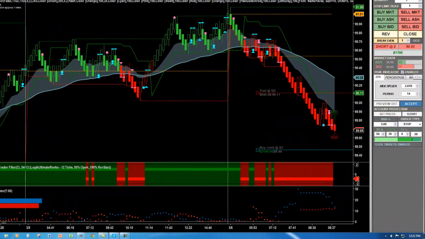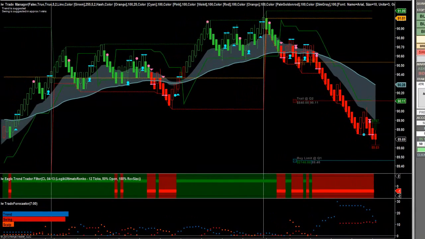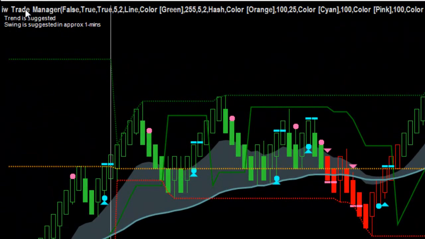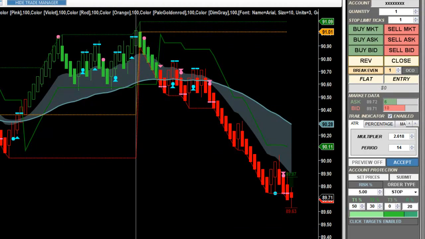Okay, well, I am back to check on my trade, and it looks like Trade Forecaster did a pretty good job calling which bird I should use. And in this case, it was the Eagle Trend Trader. Now, if we look up here in our upper left, you're going to see that Trade Forecaster is suggesting a swing trade in about 1 minute. So let's do this. I'm going to go ahead and close this trade right here. And let's bring down the Falcon Swing Trader to see what we get for swing signals.